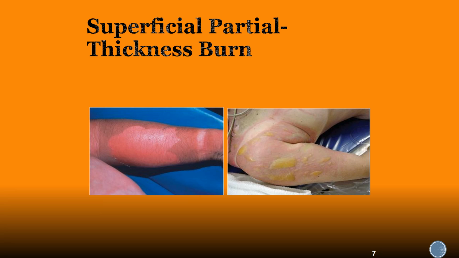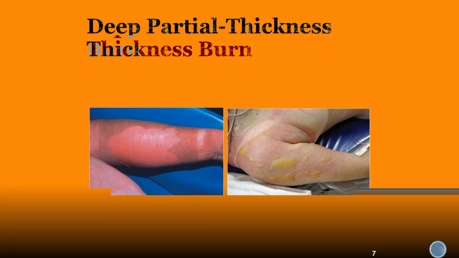On this one, the superficial or partial thickness second degree burn usually has this pink, moist appearance. There is some blood supply. There is blistering due to cell and protein breakdown, and it involves the upper third of the dermis. The epidermis is gone, and the upper third of the dermis.